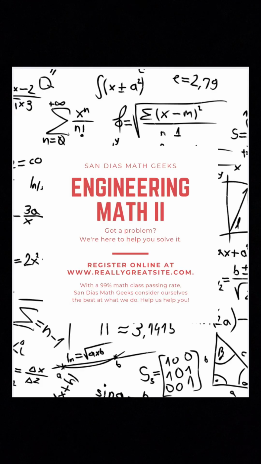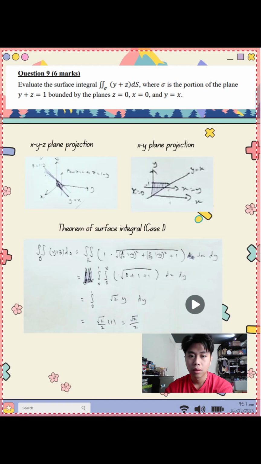Thank you. Last but not least, question 9 is to evaluate a surface integral over a plane bounded by given constraints. The approach involves parameterizing the surface, determining the surface element, and integrating over the specified region. I now invite Zebin to present question 9.